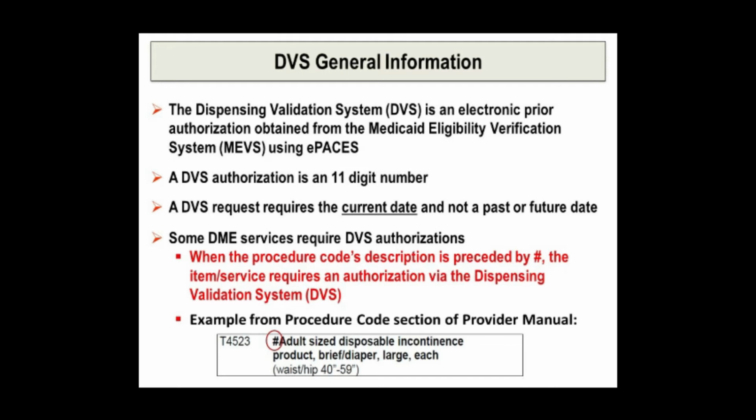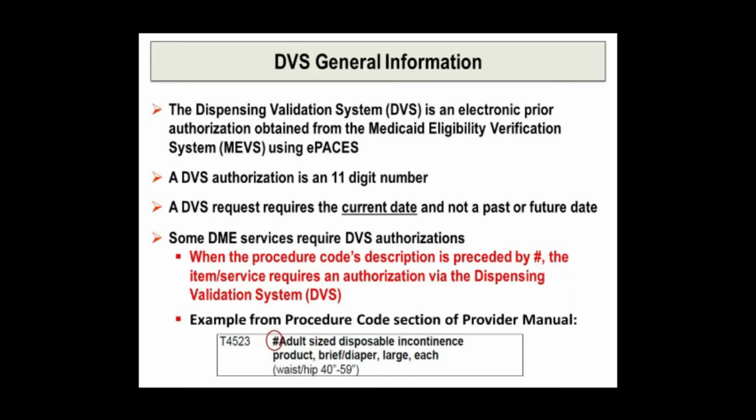The dispensing validation system is an electronic prior authorization obtained from MEVS, the Medicaid Eligibility Verification System, using ePACES. A DVS authorization is an 11-digit number, and a DVS request requires the current date and not a past or future date. Some DME services require DVS authorizations.